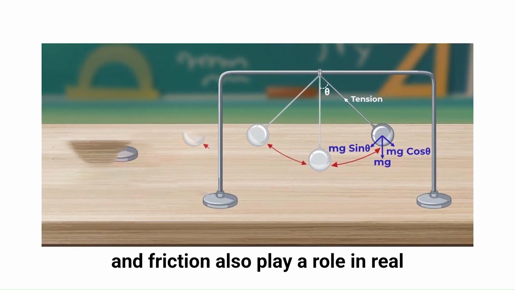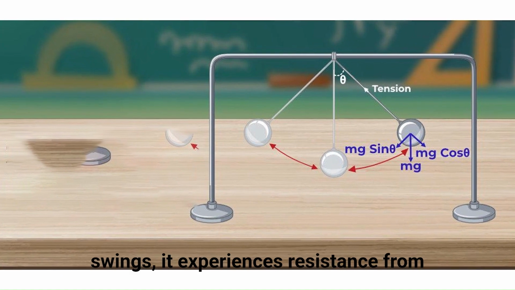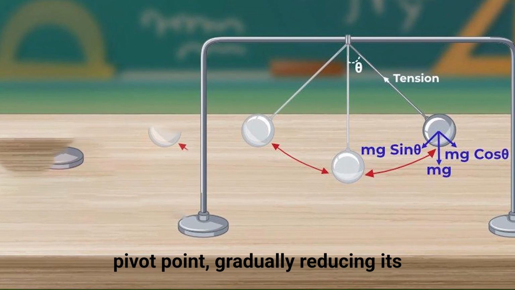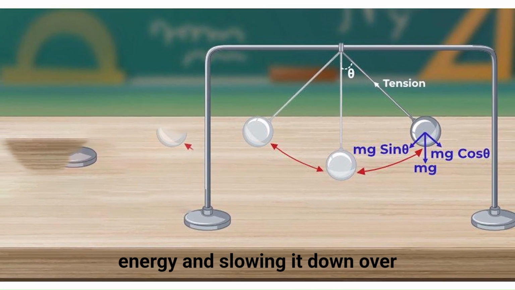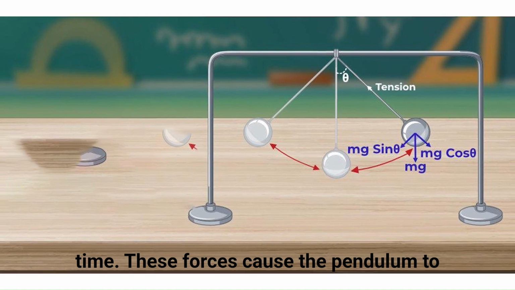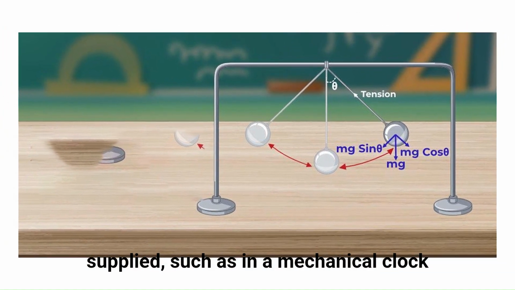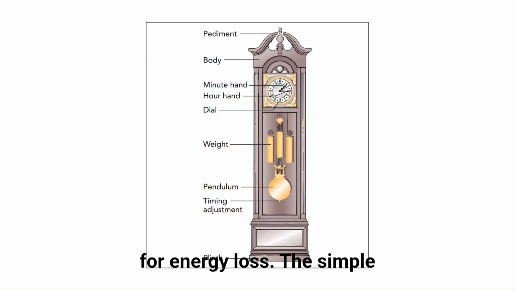Air resistance and friction also play a role in real-world pendulums. As the pendulum swings, it experiences resistance from the surrounding air and friction at the pivot point, gradually reducing its energy and slowing it down. Over time, these forces cause the pendulum to stop unless additional energy is supplied, such as in a mechanical clock, where an external mechanism compensates for energy loss.